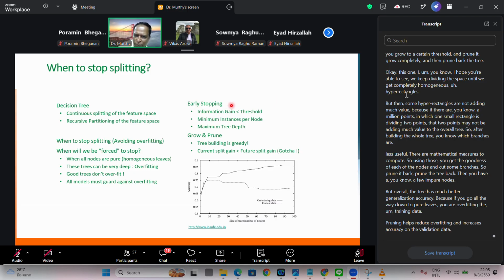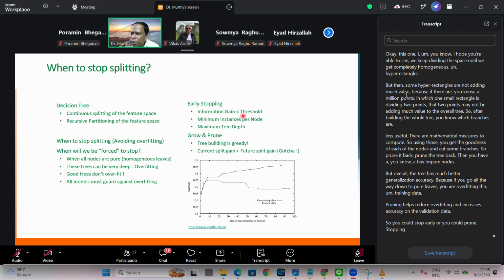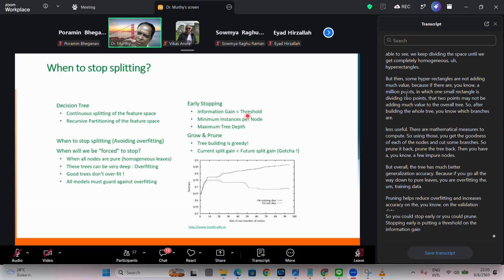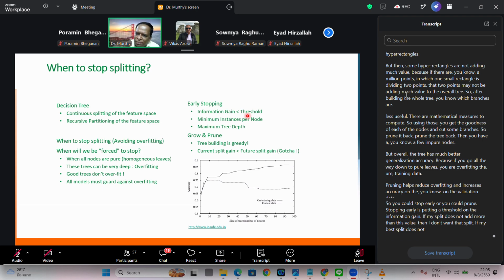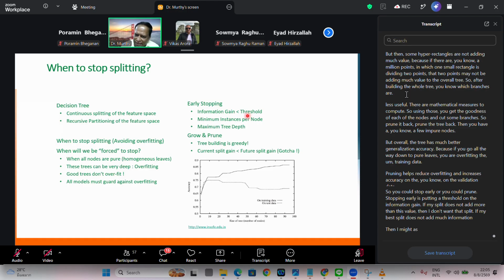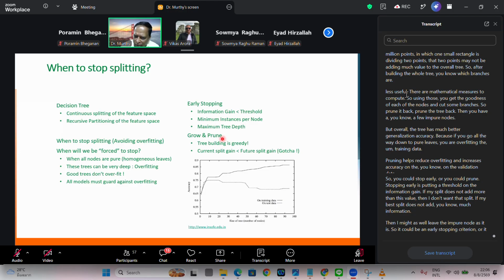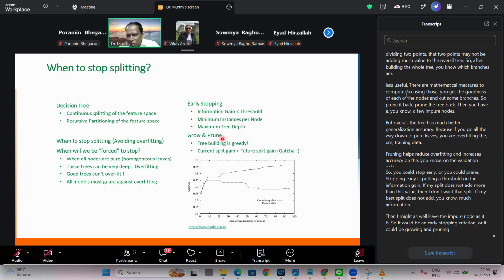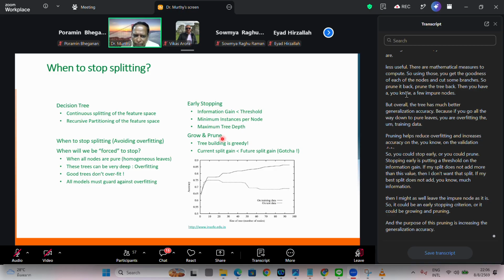So you could stop early, or you could prune. Stopping early is putting a threshold on the information gain. If my split does not add more than this value, then I don't want that split. If my best split does not add much information, then I might as well leave the impure node as it is. So it could be an early stopping criterion, or it could be growing and pruning. And the purpose of this pruning is increasing the generalization accuracy, reducing overfitting.